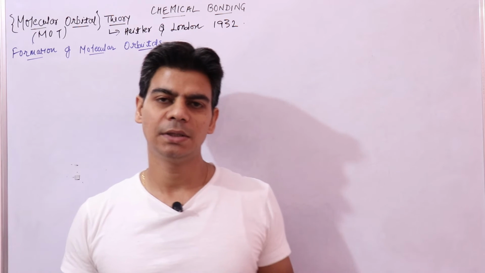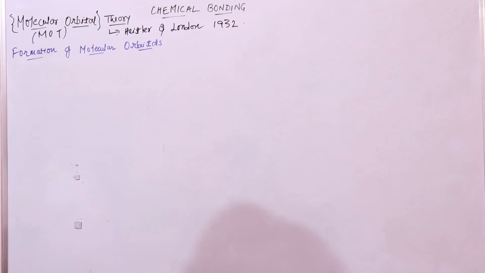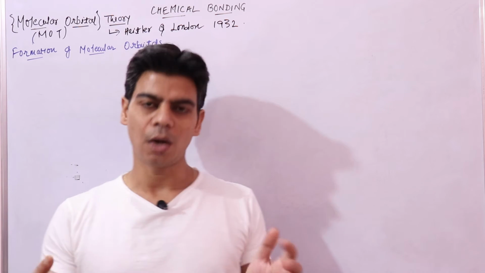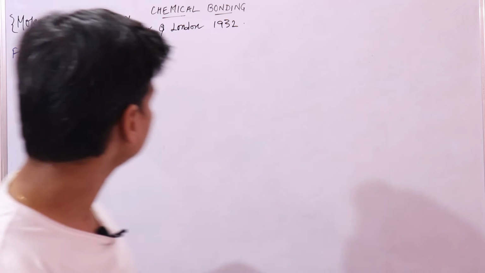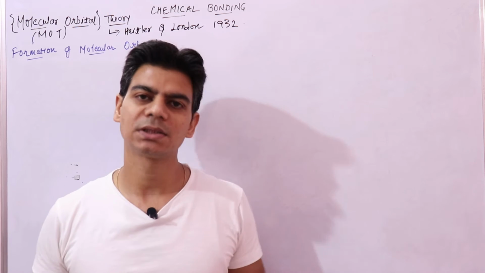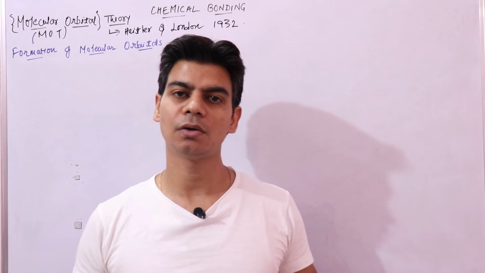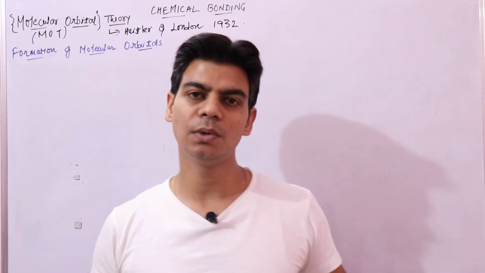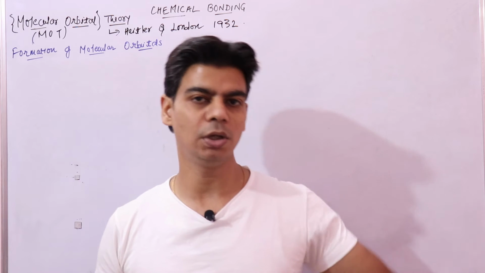Hi, this is lecture 2 of molecular orbital theory. In lecture 1, we already understood how atomic orbitals interact to give you molecular orbitals. Molecular orbital theory tells us that when atomic orbitals combine, they form molecular orbitals. The number of molecular orbitals formed is equal to the number of atomic orbitals combined. That is, if two atomic orbitals combine, they will form two molecular orbitals.